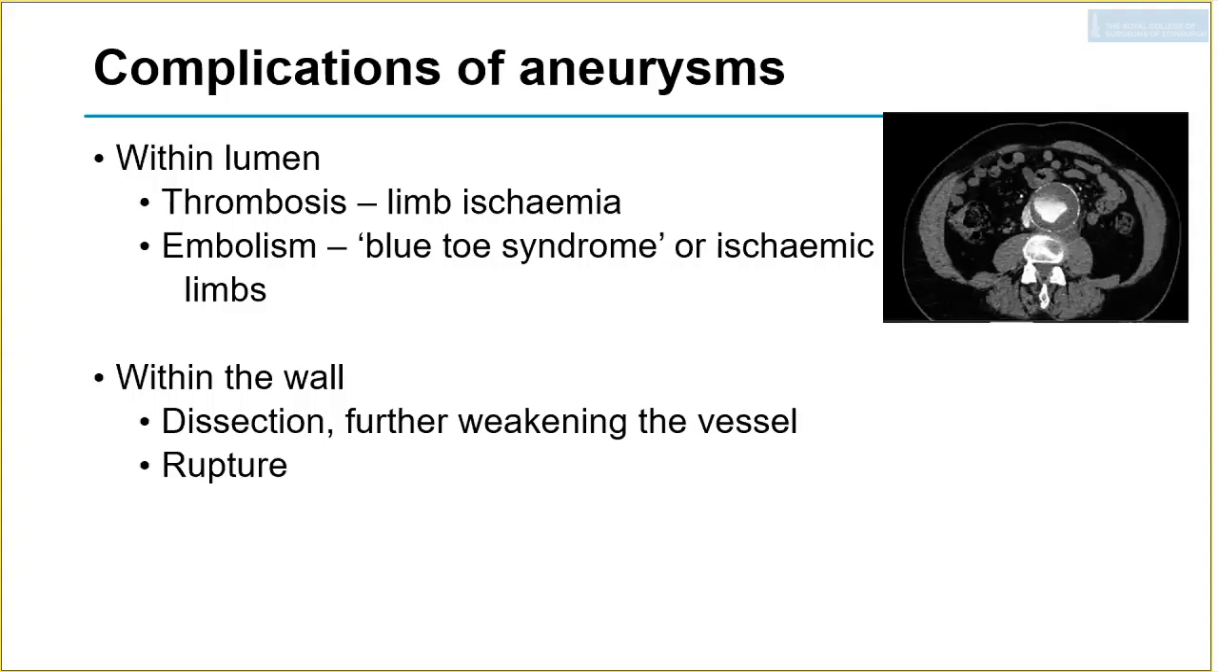And you can see here, pictured in the top right, a CT scan of an abdominal aortic aneurysm, and a red arrow pointing to thrombus within the aneurysm itself. And this thrombus, in the long term, could progress and completely occlude the lumen. Similarly, if there's thrombus within the vessel, it could embolize. And with that, you can get blue toe syndrome, where the toes have patches of ischemia. And in the long term, if it's not resolved, if the arteries are all silted up, you can get ischemic limbs. Within the wall, what could we get?